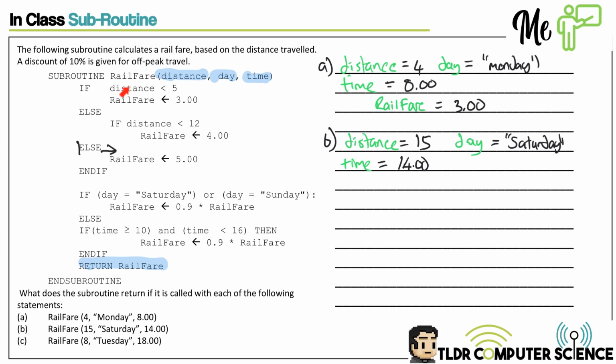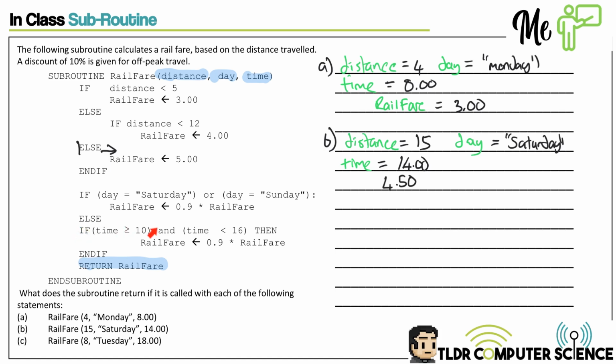Let's evaluate it then. Is distance less than 5? No. So we go to this else. Is the distance less than 12? No. So we'll go to this else here. You can see how important it is to nest properly, because otherwise it makes it really confusing to watch. So rail fare is what? 5. Is day Saturday or Sunday? Rail fare times by 0.9, taking 10% off. So 10% off 5 gives 4.50 so far. I'm going to write it down in case I forget.